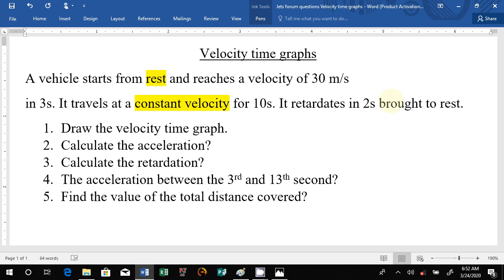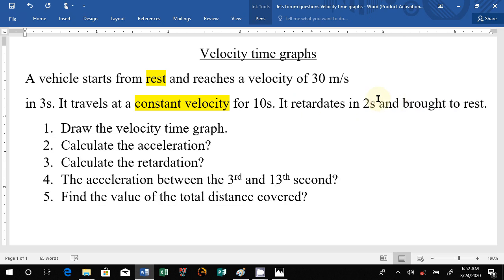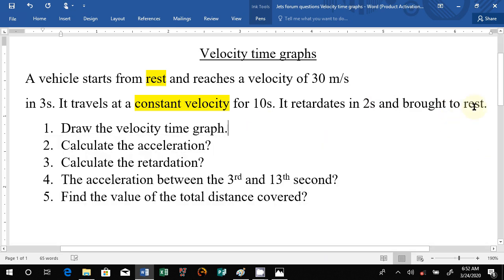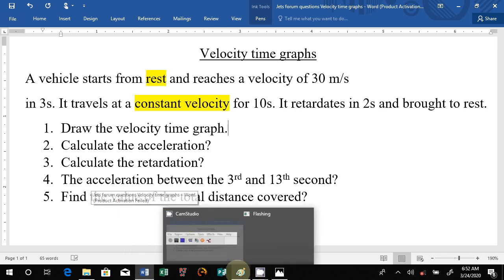Okay, it retards in 2 seconds and is brought to rest. So it goes back to zero, in other words, so that it's clear. And we have said rest means 0. So when we go back to the graph, we go back to the graph.